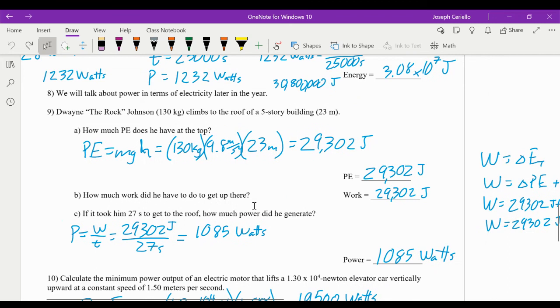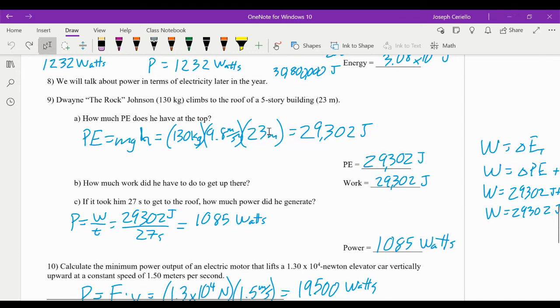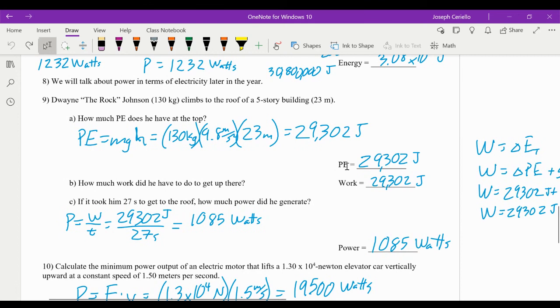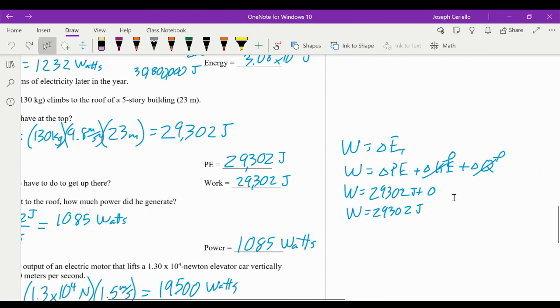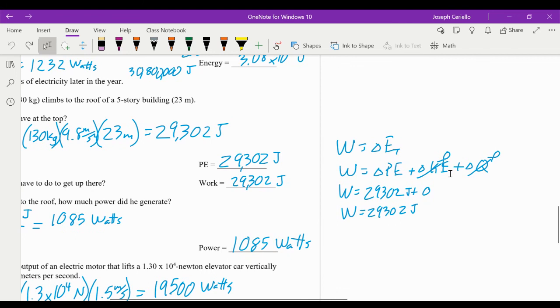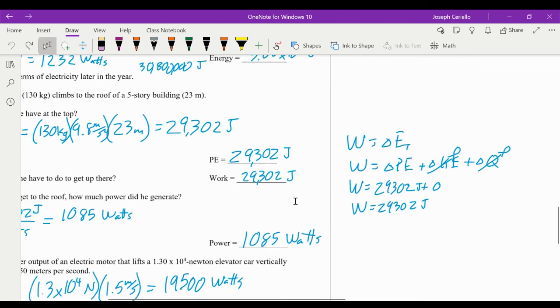So a couple questions here. We have Dwayne The Rock Johnson, given his mass, he climbs up to the top of a 5-story building. How much potential energy does he have at the top? MGH, real easy. So how much work did he have to do to get to the top? Well, remember, work equals change in energy. There's no friction mentioned, no internal energy mentioned, so we don't have to worry about that. And the kinetic energy is the change in kinetic energy. Well, two things. You can either say he started at rest at the bottom and was at rest at the top, so his initial and final velocities are zero, thus his change in kinetic energy is zero. Or if he went up the steps at a constant velocity, his change in kinetic energy would still be zero. So the work is equal to the change in potential energy in this case.